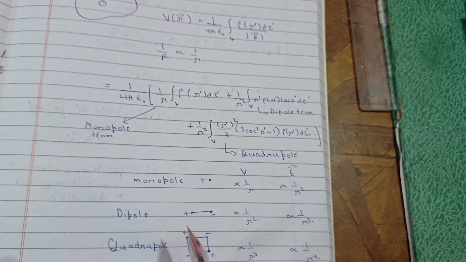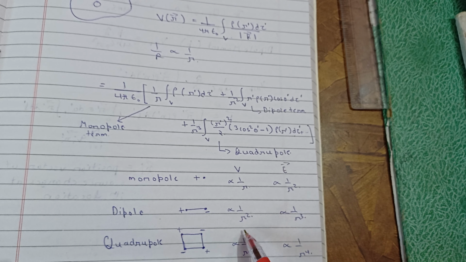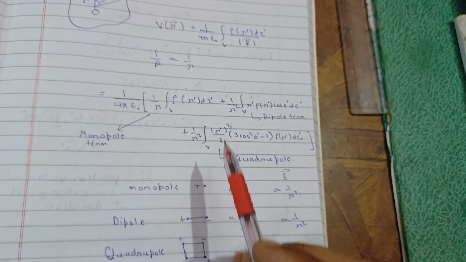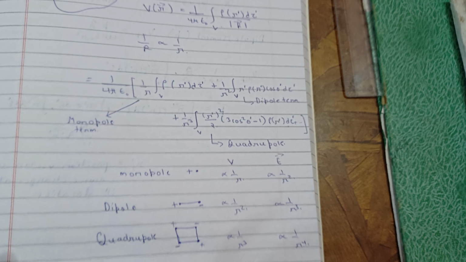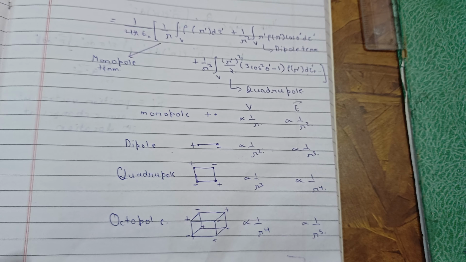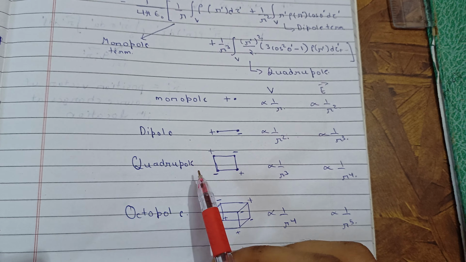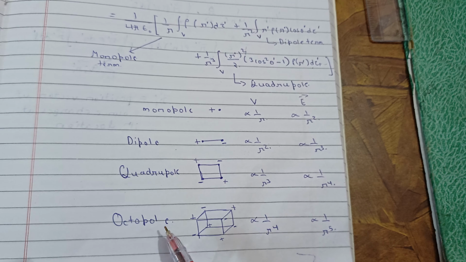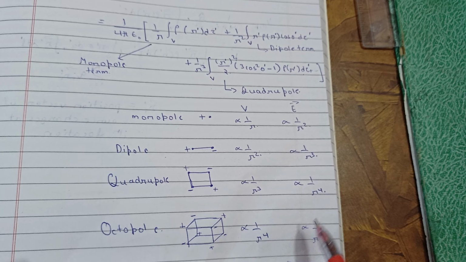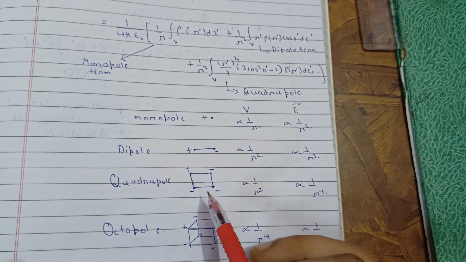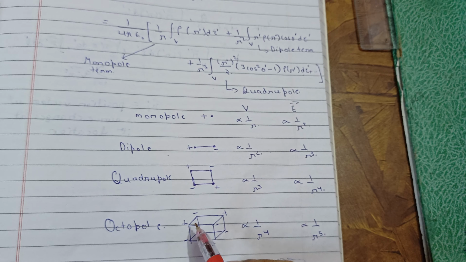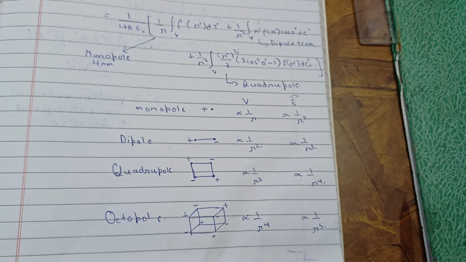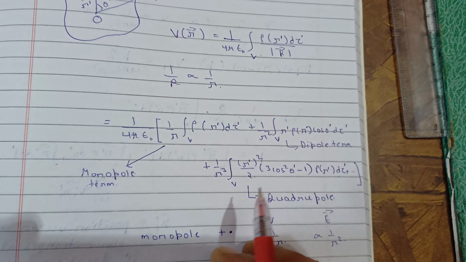And for dipoles we know that V depends on 1 upon r square, we already proved these results, and E has 1 upon r cube dependency, that's why we call this the dipole term. Similarly, you must remember that for quadrupole it will be 1 upon r cube dependency for V and 1 upon r4 for E, and for octopole it will be 1 upon r4 and 1 upon r5. See, the quadrupole looks like this, alternate plus minus, and here also alternate plus minus, plus minus, plus minus, plus. So I hope you understand this now.